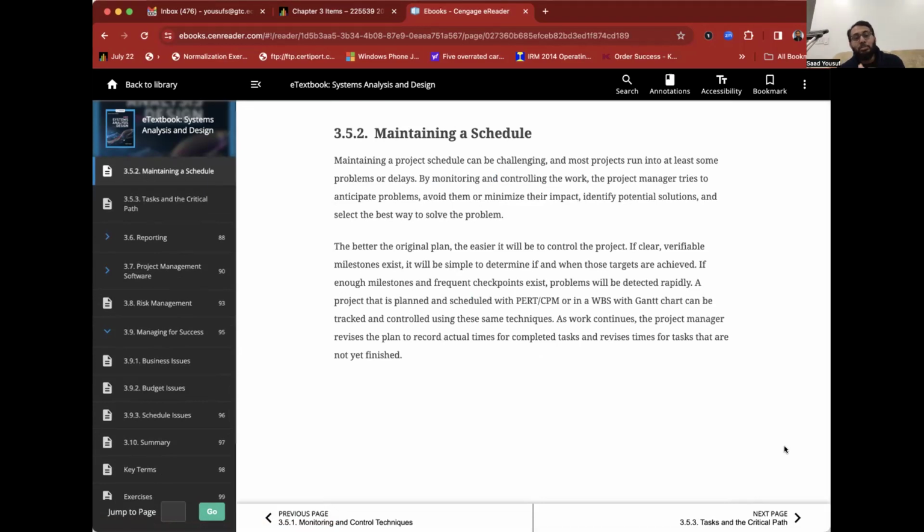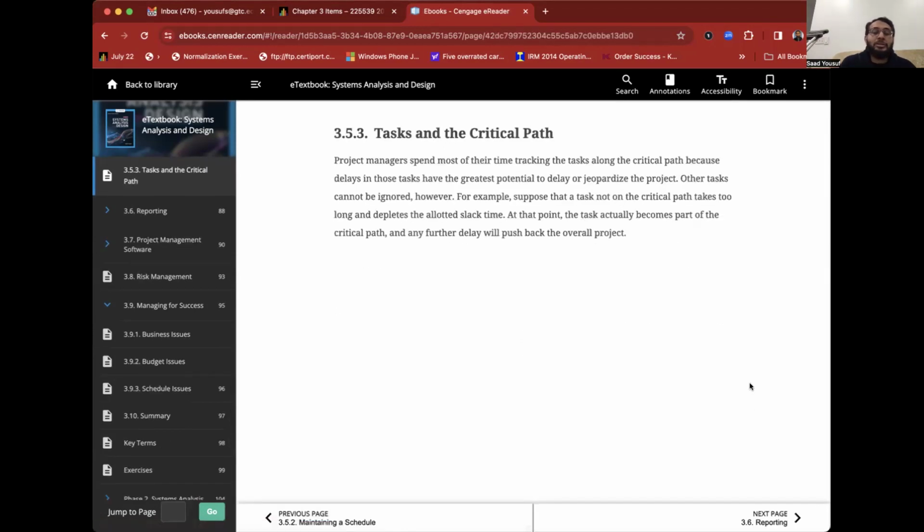So a project that is planned and scheduled with PERT or CPM or in a work breakdown structure with a Gantt chart can be tracked and controlled using some of these techniques. Okay, so moving on to tasks and the critical path. Project managers spend most of their time tracking the tasks along the critical path because delays in those tasks have the greatest potential to delay the entire project. That's why being able to monitor the critical path is extremely important.